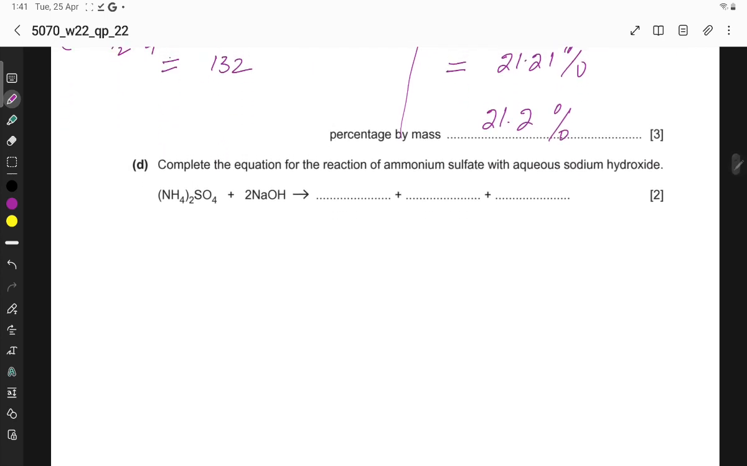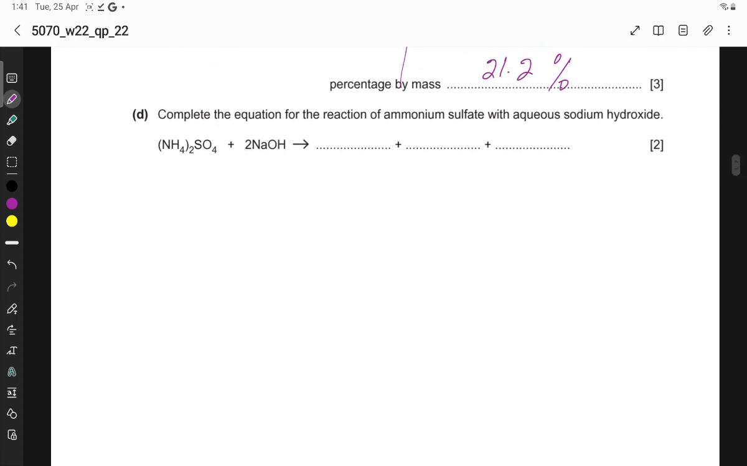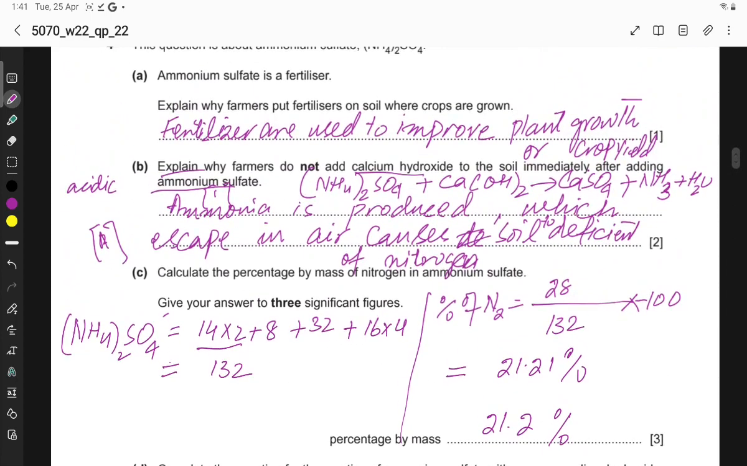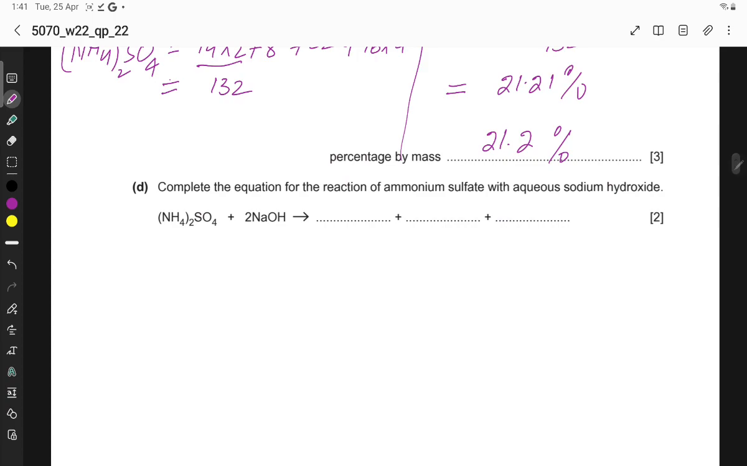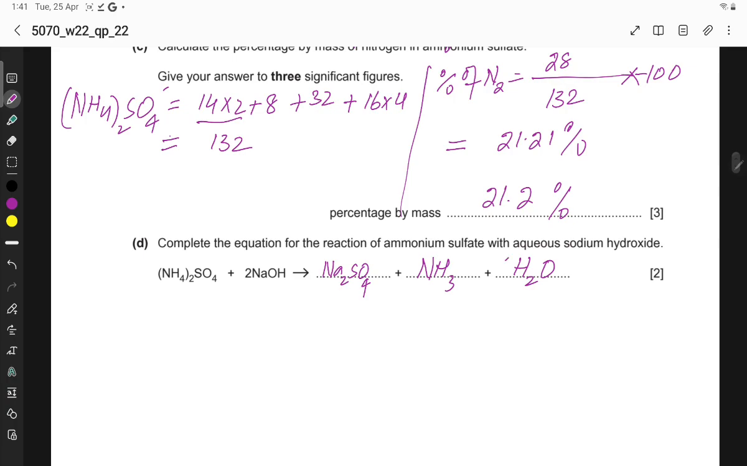Complete the equation for the reaction of ammonium sulfate with sodium hydroxide. Like calcium hydroxide, the same products are formed because sodium hydroxide also acts as a base. So the same reaction is going on. Sodium sulfate Na2SO4 plus ammonia plus water. You must write down a balanced chemical equation with NH3 and Na2SO4.